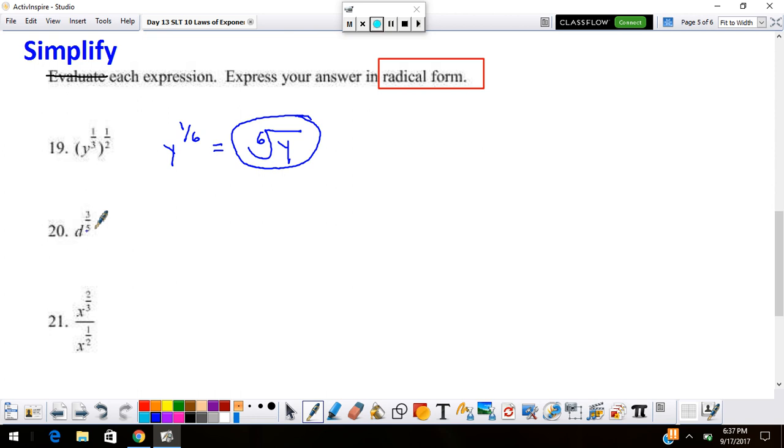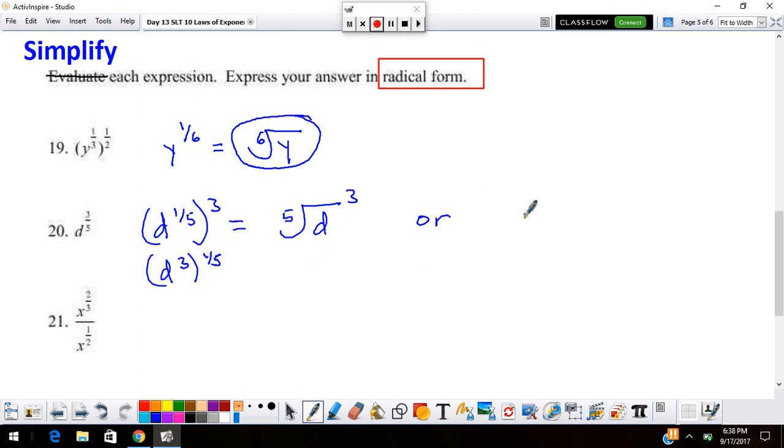There's really nothing to do in number 20 other than rewrite it. So we have to think about d to the 3/5 as d to the 1/5 to the 3rd. And that's going to give us the 5th root of d cubed. You also could think of it first as d to the 3rd to the 1/5. So you also could write it as d to the 3rd and then the 5th root of that. Alright, this last one, we are going to need some common denominators.